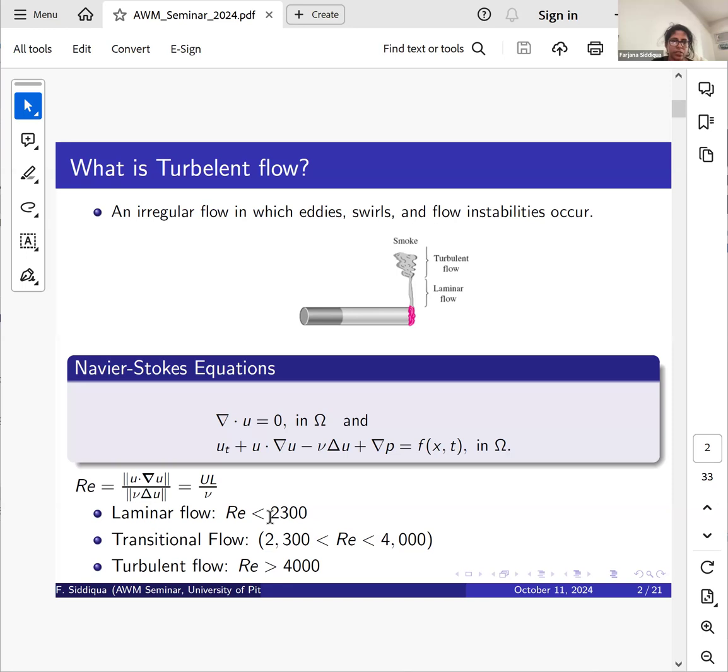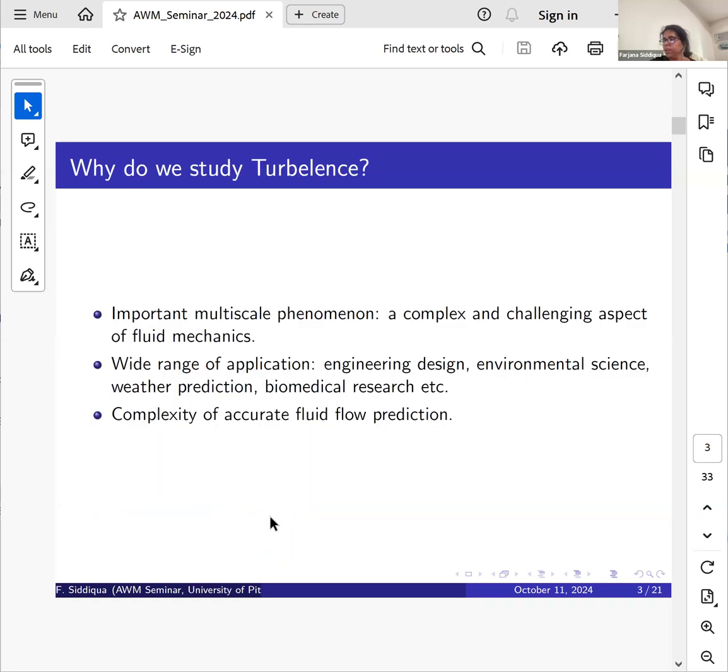This equation is the famous Navier-Stokes equation. And again, here are some of the applications of why we really study turbulence. You can see in the list that it's a very complex and challenging aspect of fluid dynamics, and a wide range of applications happen, right? In nature, you can see the flow of rivers, atmospheric conditions, ocean currents, blood circulation, weather prediction and all. Many engineering projects involve turbulent flow, like fluid transport in pipelines, combustion in engines, and heat transfer in industrial systems.